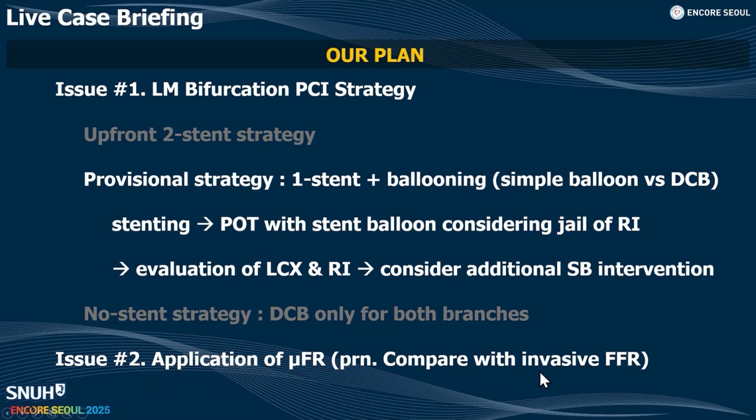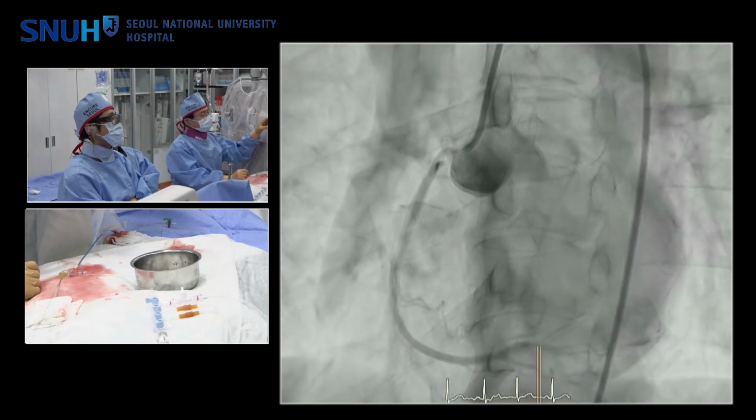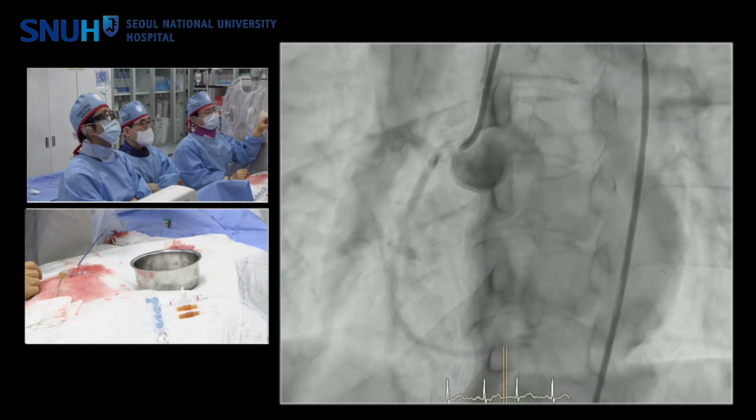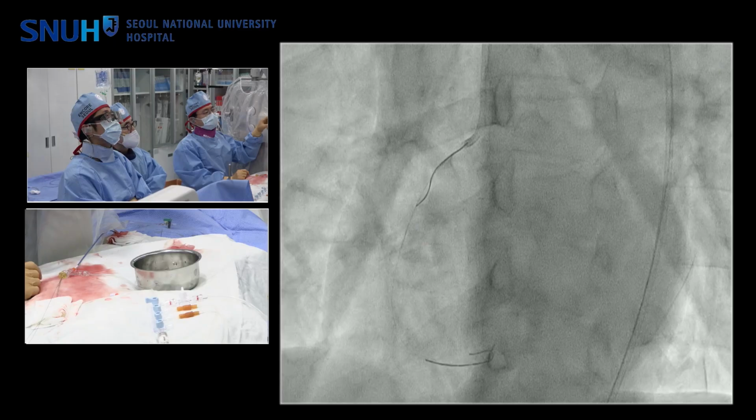Okay. We take several angiographies, so please raise the angiography image. This is the RCA angiography. We notice RCA ostial stenosis.